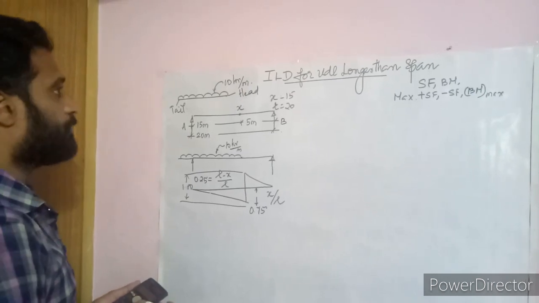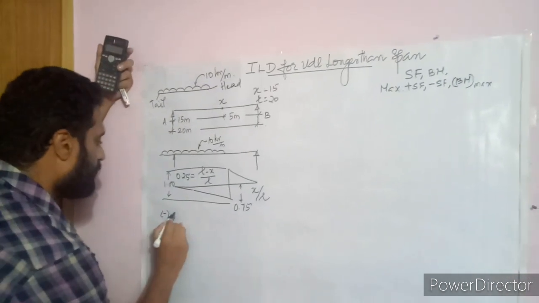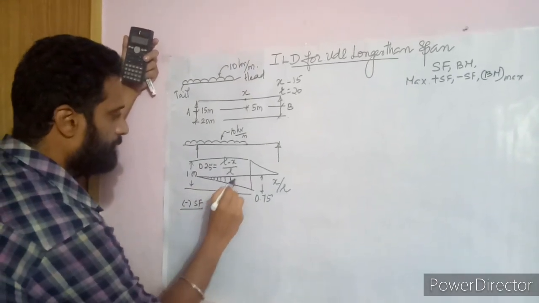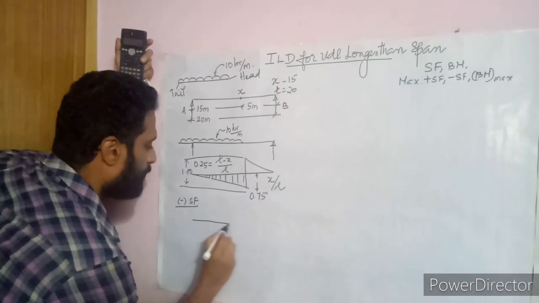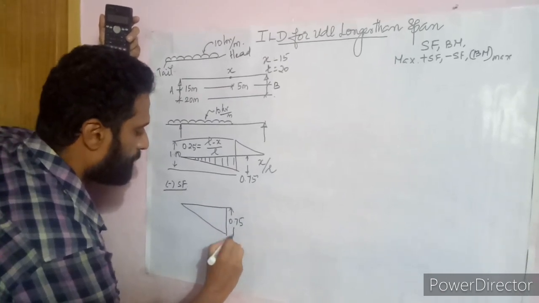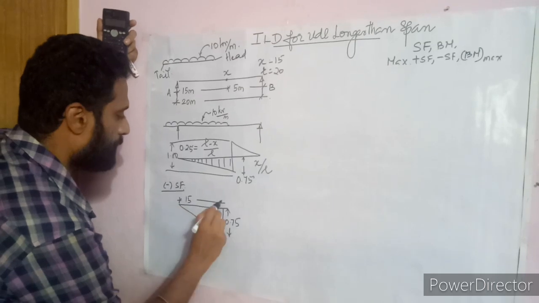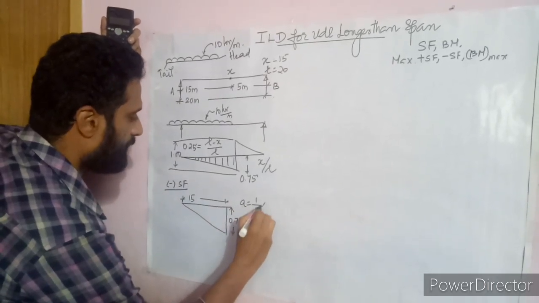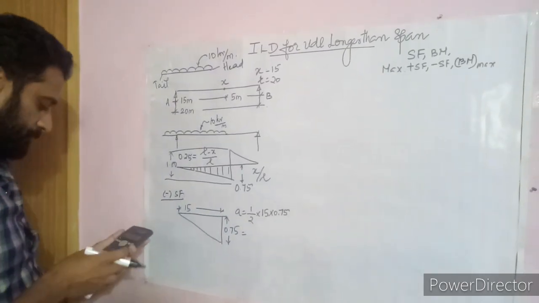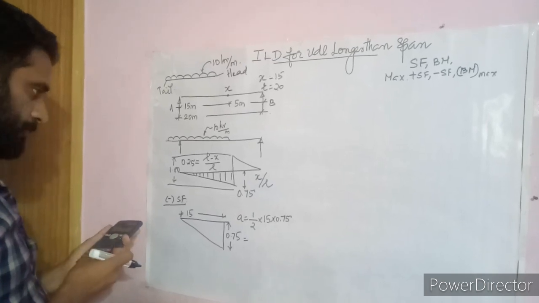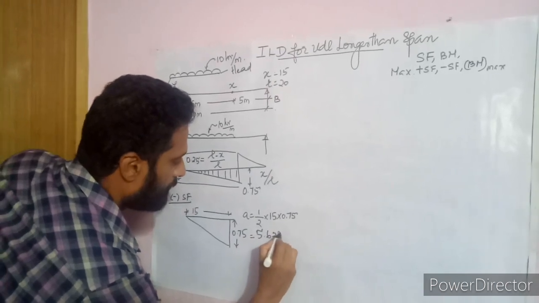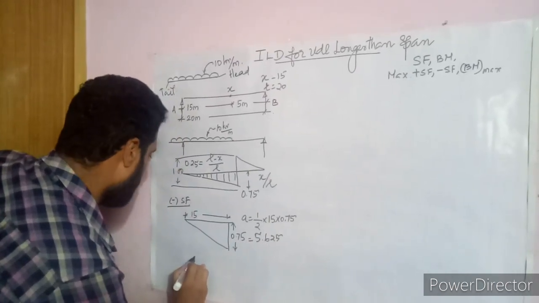Now we need to find the negative shear force. For negative shear force, you need to consider only this triangle, since it is fully loaded, so the full triangle will be considered. This one is 0.75 and this length is 15 meter. So the area is half base into height, half into 15 into 0.75, which is 5.625. Obviously the shear force is area into intensity.